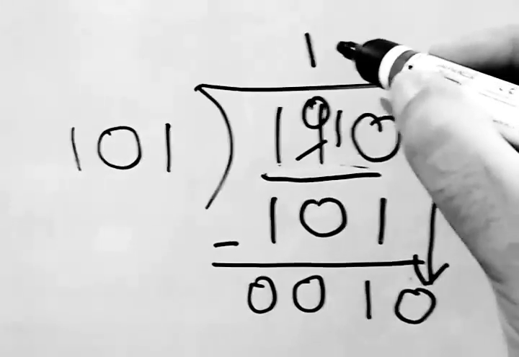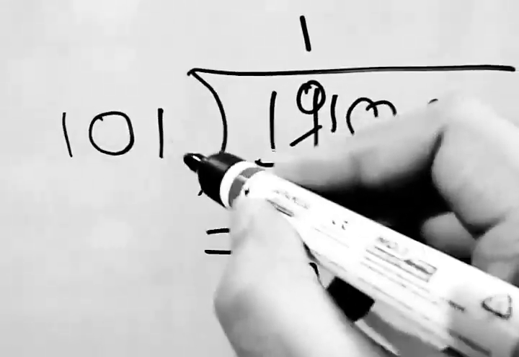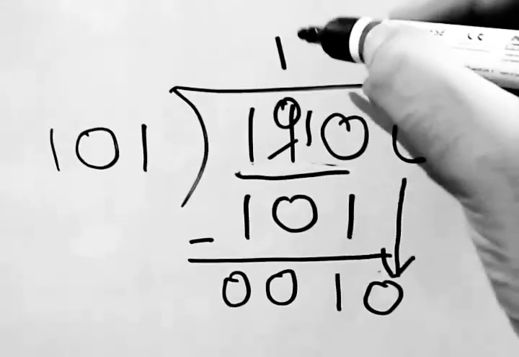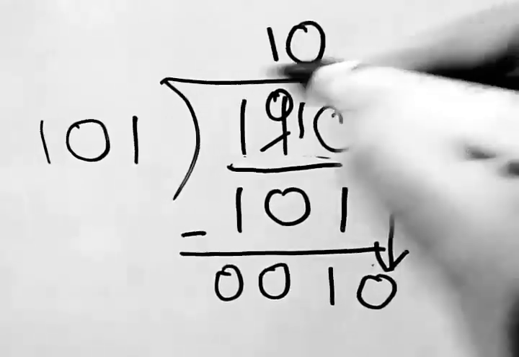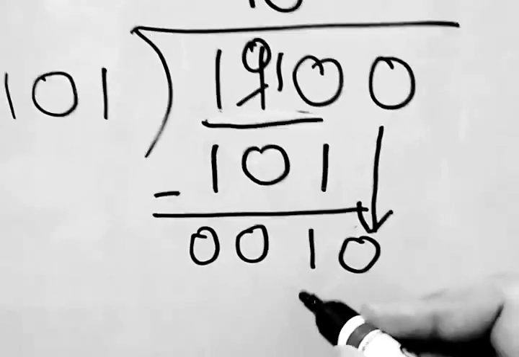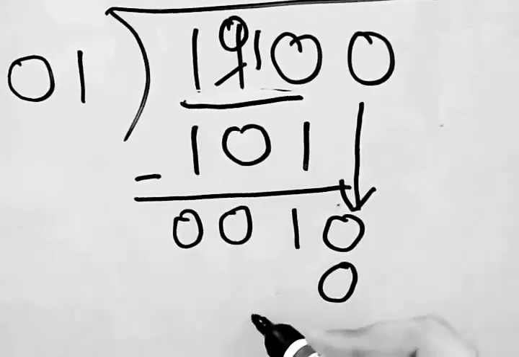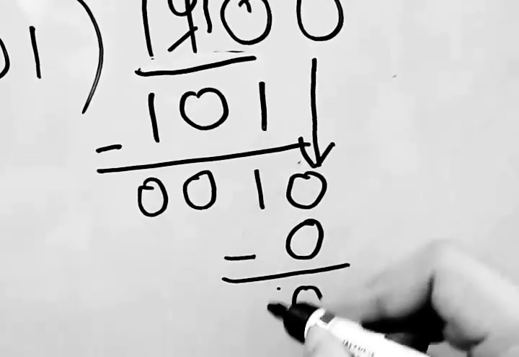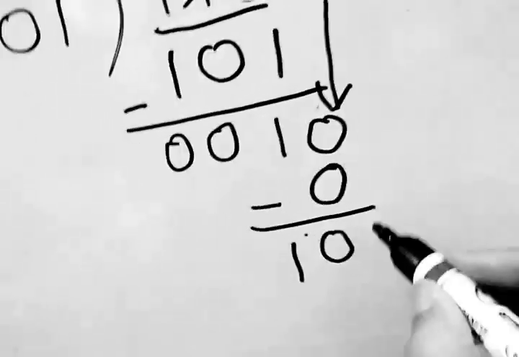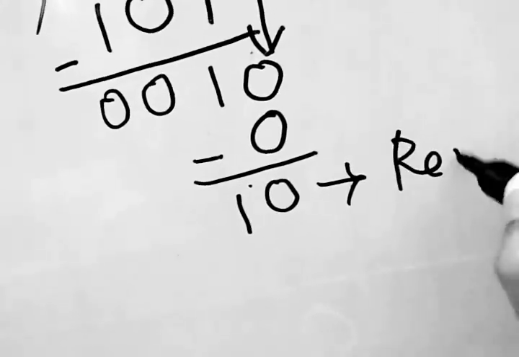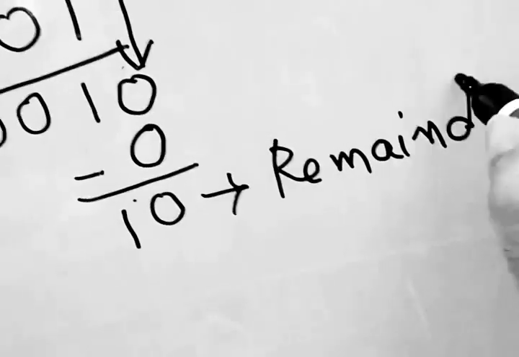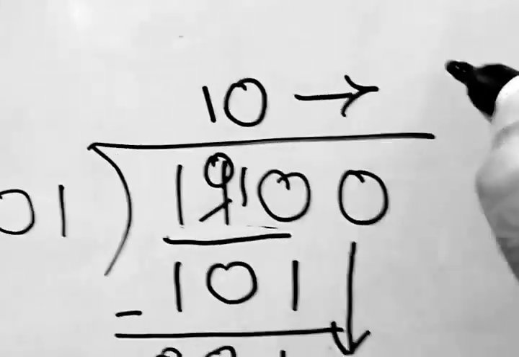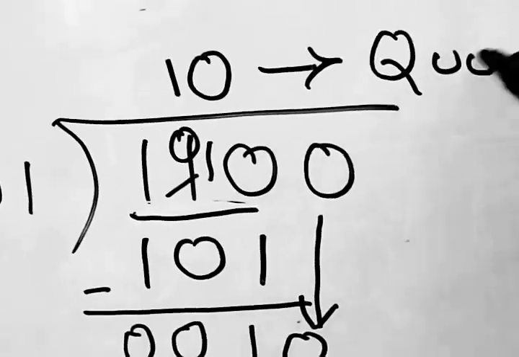So here one thing we can do, because it is remaining, 101 will be multiplied with 0. Anything multiplied with 0 is 0. So 0 will sit here, and by subtraction 0 minus 0 is 0, 1 minus 0 is 1. 10 will be the remainder. And on the top you see 10 I've got, it is the quotient.